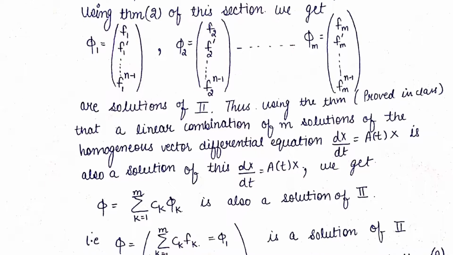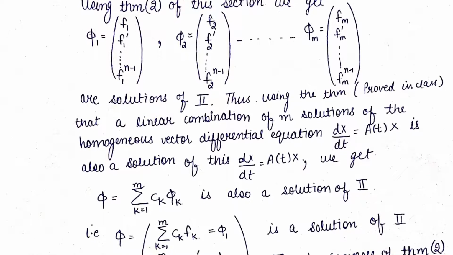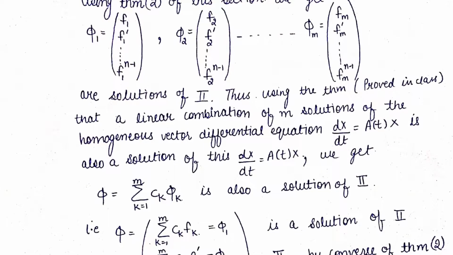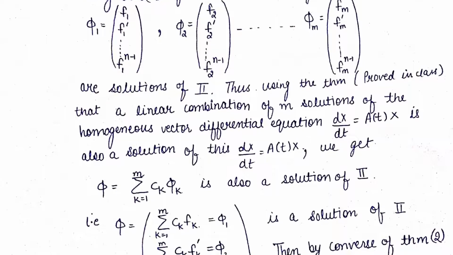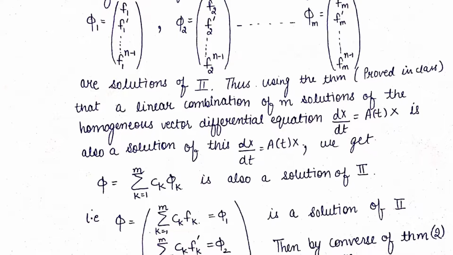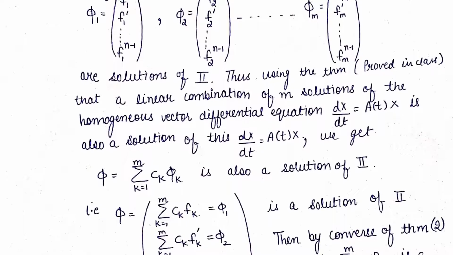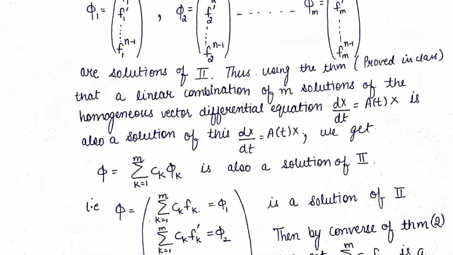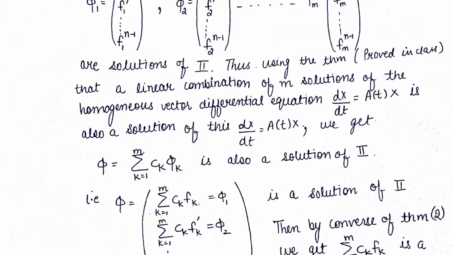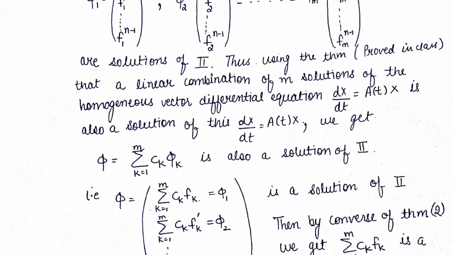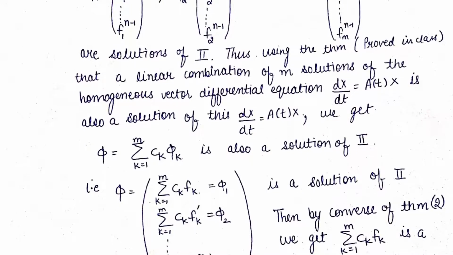Now, using the theorem proved in class for the system, we get that a linear combination of m solutions of the homogeneous vector differential equation dx by dt is equal to A(t)x is also a solution of dx by dt is equal to A(t)x. So, since phi 1, phi 2, ..., phi m are solutions of system 2, any combination of these solutions will again be a solution of system 2, that is phi, which is equal to the summation of ck phi k, k from 1 to m, is also a solution of 2.